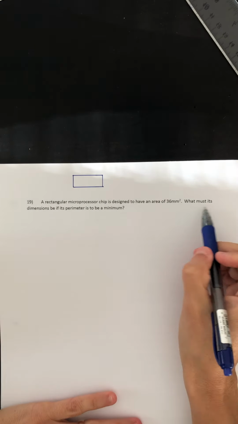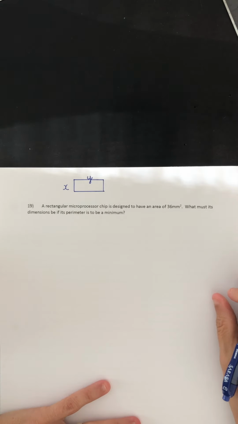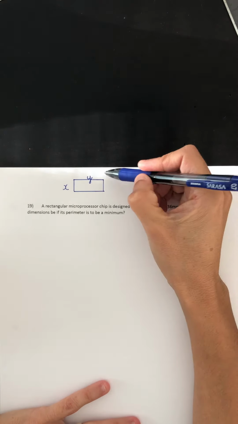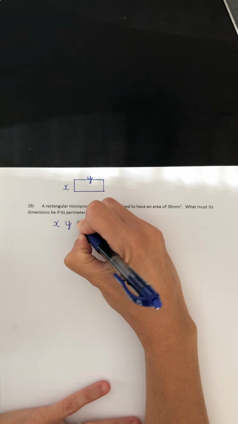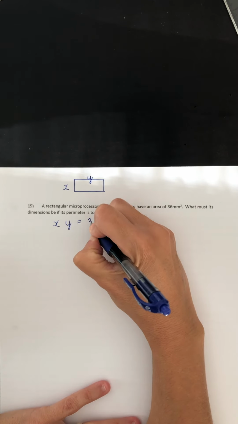Now, what do we know about this rectangle? We know that its area is 36 square millimeters. So we should be able to write an equation based on that picture and that fact. So what is the area of this rectangle? It would be X multiplied by Y. So now we know that X multiplied by Y is equal to 36.